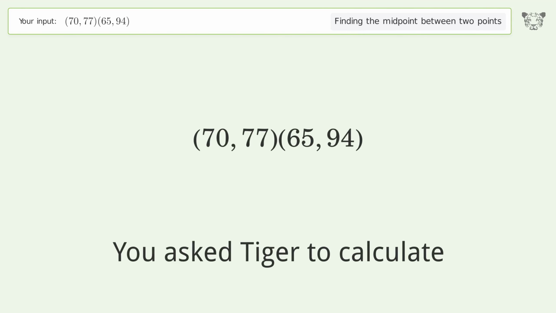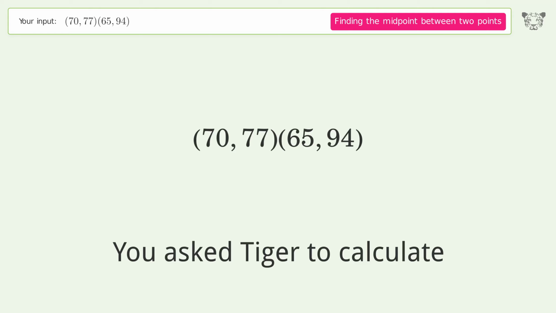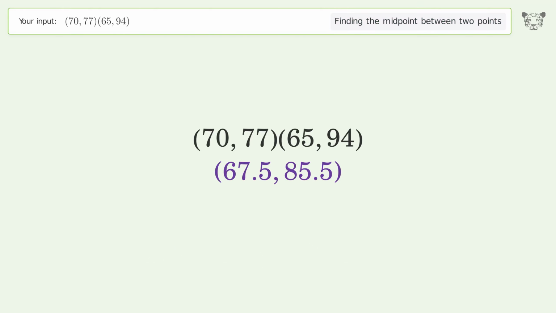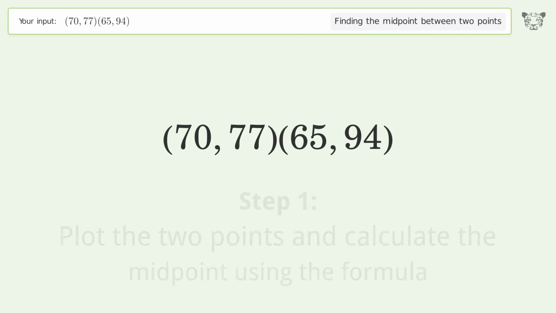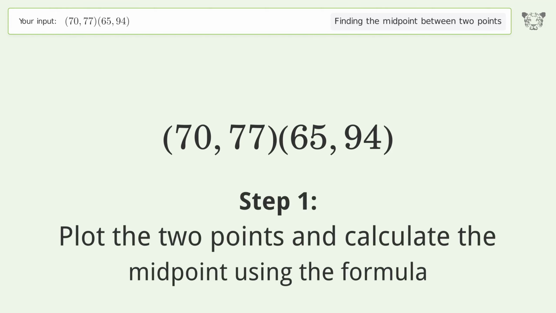You ask Tiger to calculate. This deals with finding the midpoint between 2 points. The midpoint between the 2 points is 67.5, 85.5. Let's solve it step by step. Plot the 2 points and calculate the midpoint using the formula.